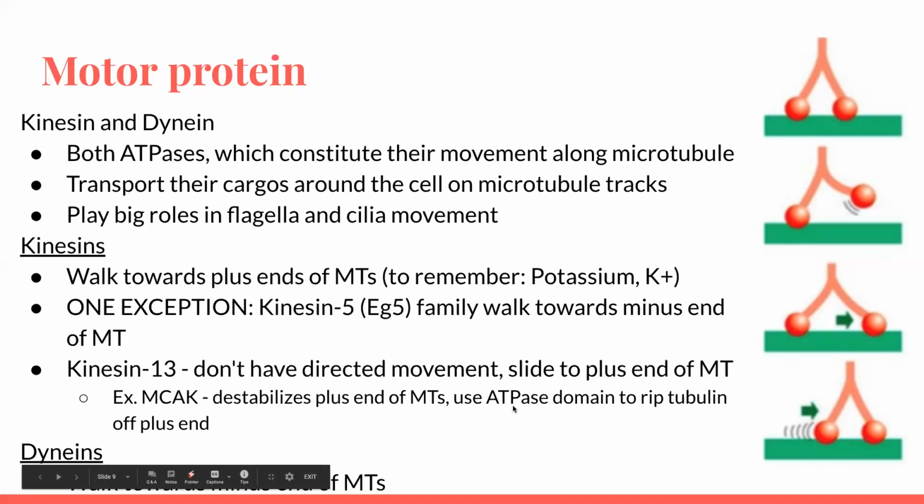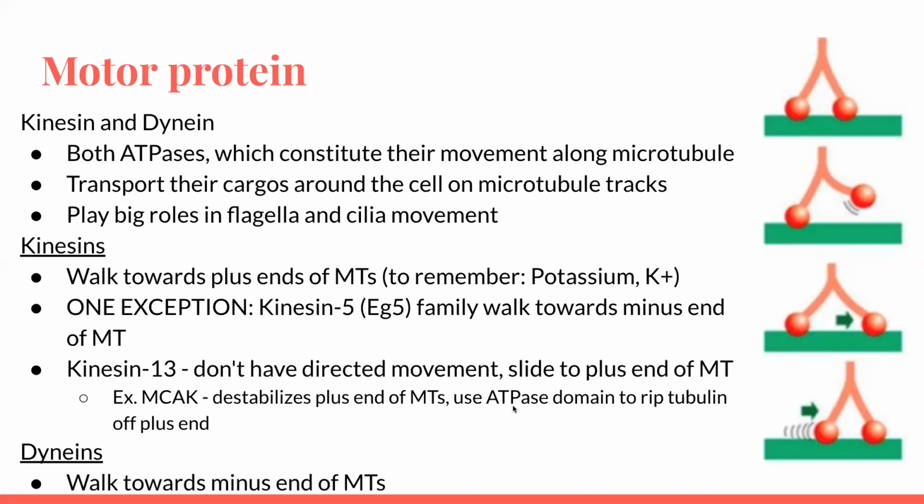Kinesin 13 goes to the plus end, but kinesin 5 is the only kinesin family that will go to the minus end. Other than that, just remember that kinesins go to the plus end of microtubules, and dynein goes to the minus end of the microtubules. They also play a big role in flagella and cilia movement, which is not so much our cells, except for like reproductive cells, but yeah, they play a big role in that. So they're usually plus end, kinesin, and dynein is negative end.